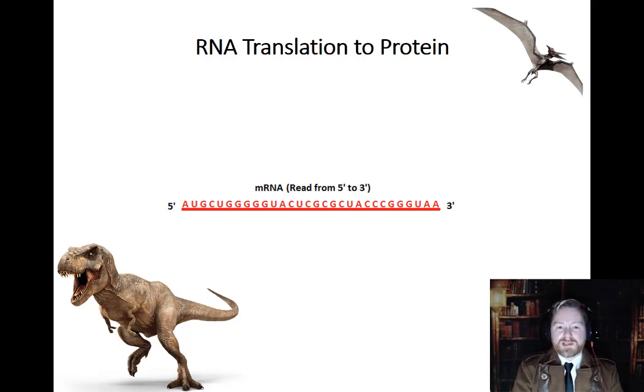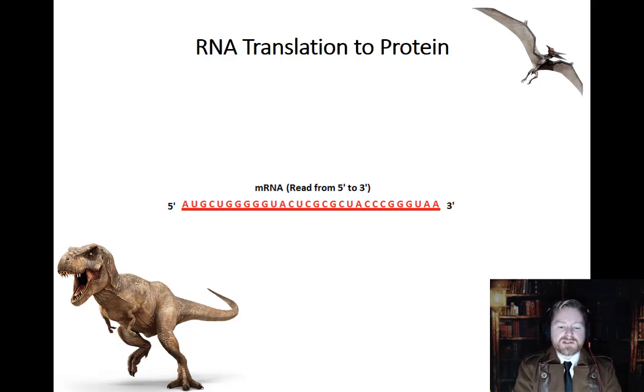So now we're ready for translation. We're going to take this RNA, and we're going to go from nucleic acids to the language of proteins. So from nucleotides to amino acids. That's why we call this translation. It's kind of considered like two completely different languages, because before we were going from DNA to RNA. That's still nucleic acids, still dealing with nucleotides, but now we're going from nucleotides to proteins. So nucleotides to amino acids.